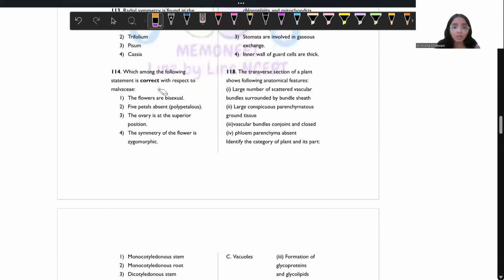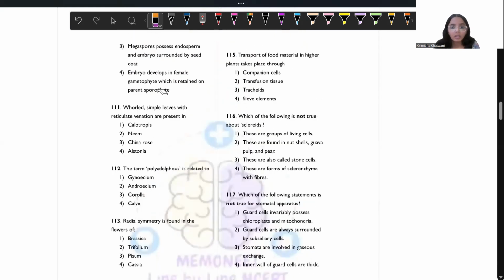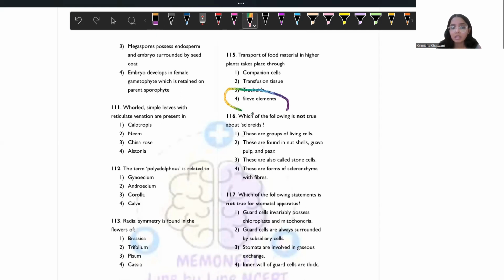Let us see question 115. Transport of food material in higher plants takes place in sieve elements. Okay, understood. Takes place in sieve elements. They are part of what? Phloem. The phloem is the tissue in which transport of food material takes place. It has a part called sieve element. Understood? So the answer to this question is option 4.